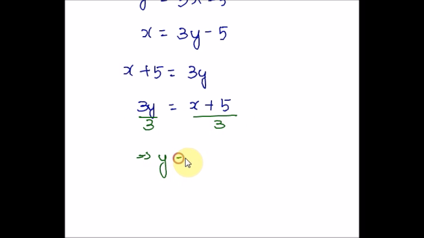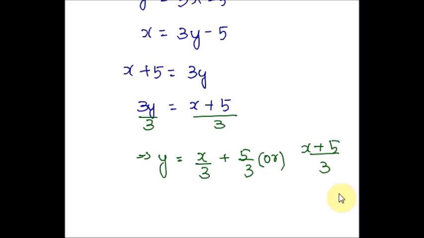So you will get y equal to x over 3 plus 5 over 3, or you can just keep it as it is, x plus 5 over 3, with 3 as a common denominator. Replace y by f inverse of x. That's it for this example. This is how we find the inverse of a linear function. Hope that was easy. Let me take another example and explain it to you.